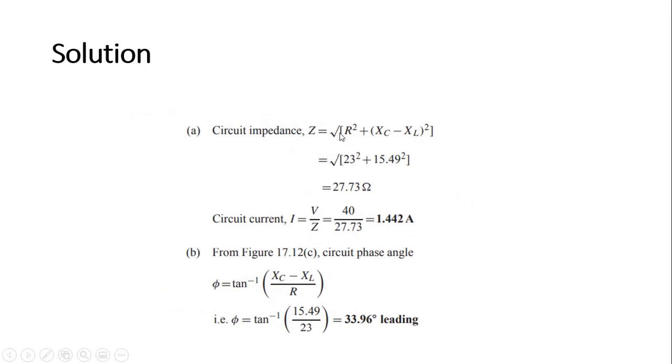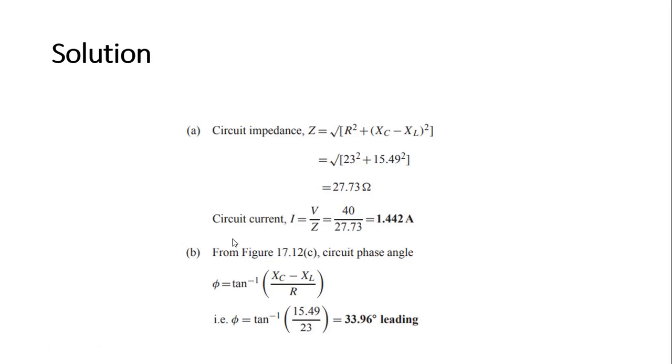The circuit impedance Z will now be equal to the square root of R squared plus (XC minus XL) squared, which is the root of 23 squared plus 15.49 squared. When you do that, you should get 27.73 ohms. So the circuit current I is equal to V over Z, as I told you earlier. Our V is 40 and our Z is 27.73. If you divide it, you are going to get 1.442 amps.